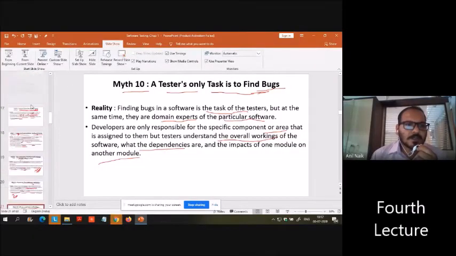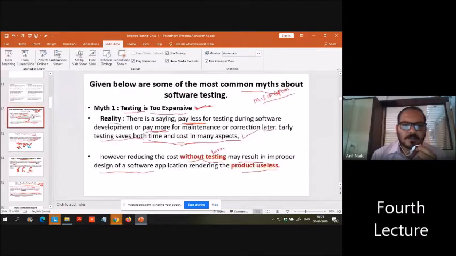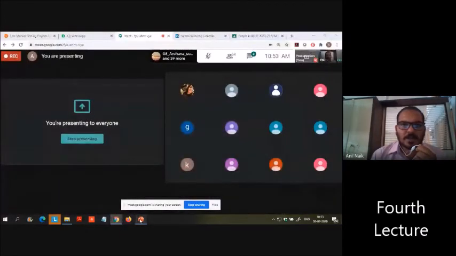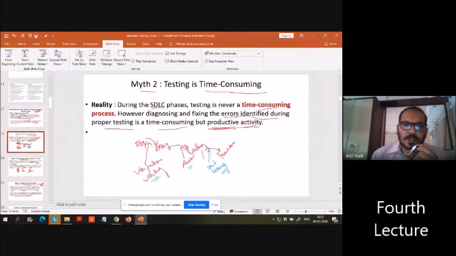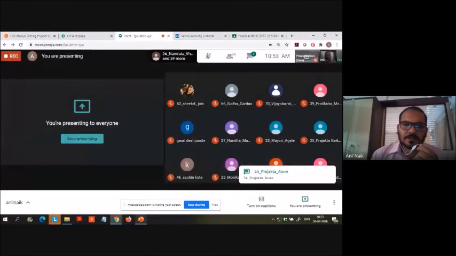In the last class, we discussed the misconceptions in software testing. Testing is too expensive: that is a misconception. If you follow the proper standard process and do early testing, then testing is not expensive. Then we discussed that testing is a time consuming process. If you follow the SDLC phases, testing is never a time consuming process.